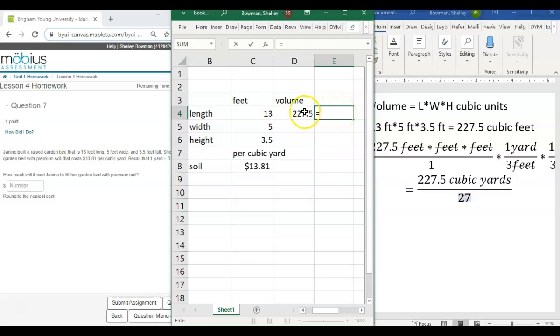So I'm going to press equals to get it to calculate. I'm going to cell reference by just clicking left 1 time and let go. Divide by 27, enter, gives me 8.425. Anyway, this is in cubic yards now. Okay, so that's the first part. All I've done now is find the volume, and I converted that volume into cubic yards.